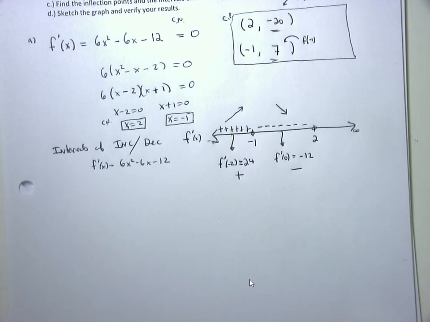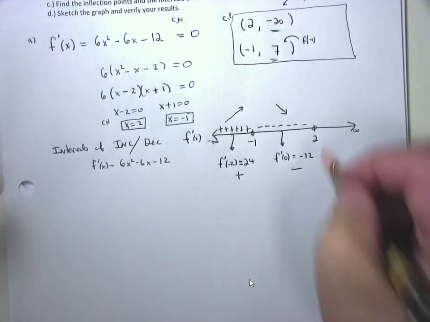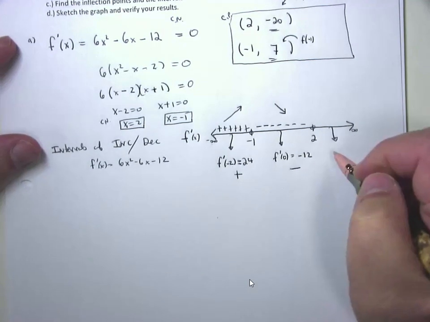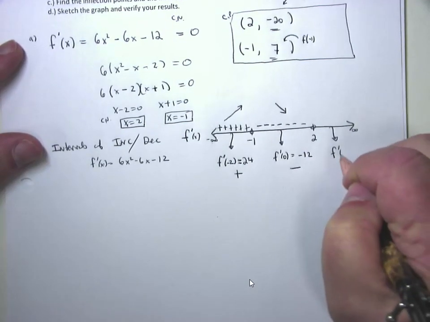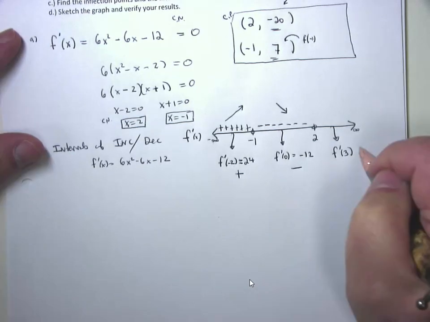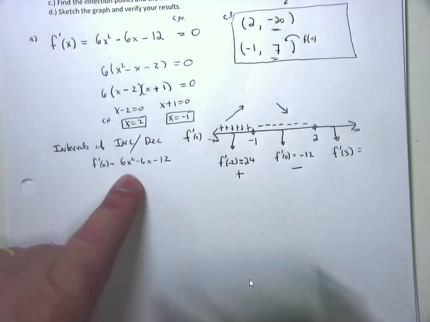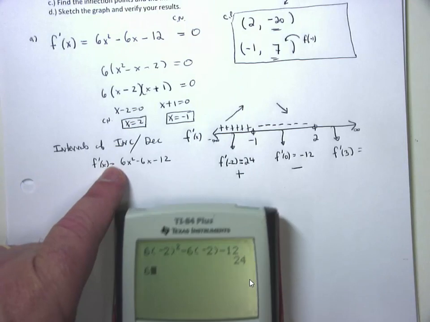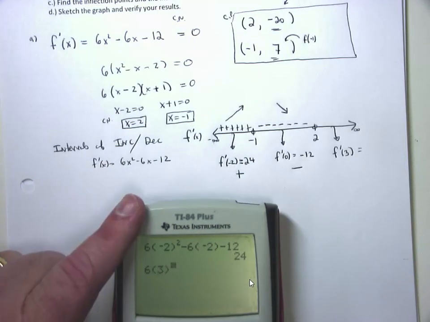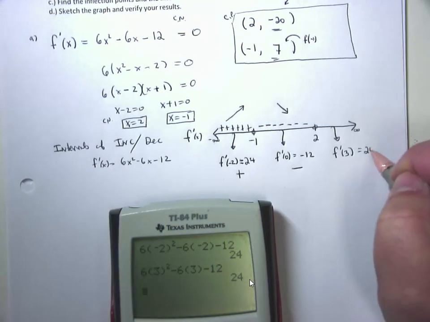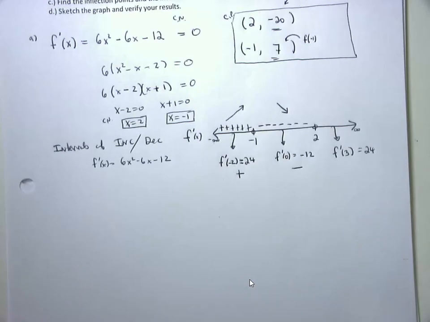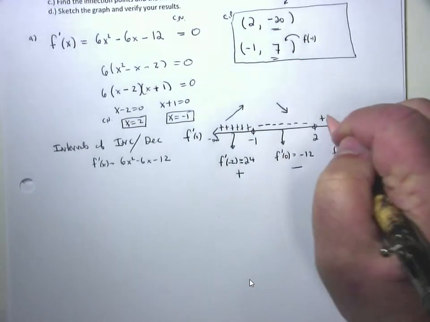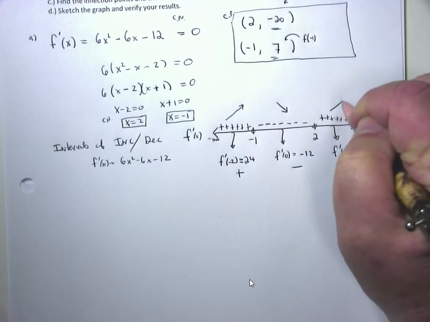Now, pick a number bigger than 2. I choose 3. You can choose 105 if you want to, don't care, but I'm going to pick something easy to plug in. 3. And I plug in 3 into my first derivative here, so that'll be 6 times 3 squared minus 6 times 3 minus 12. And I get 24 again. I don't care what the number is. What's the sign of it? Positive. So everybody in that interval is positive, which means I'm increasing.